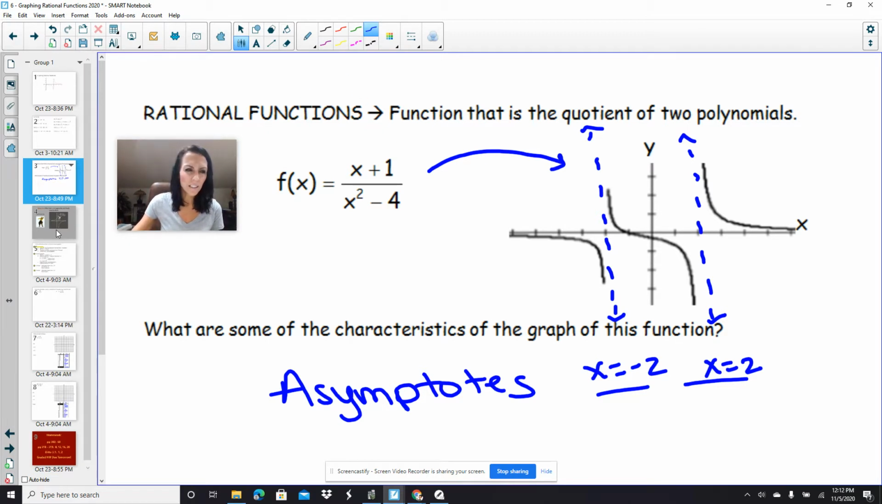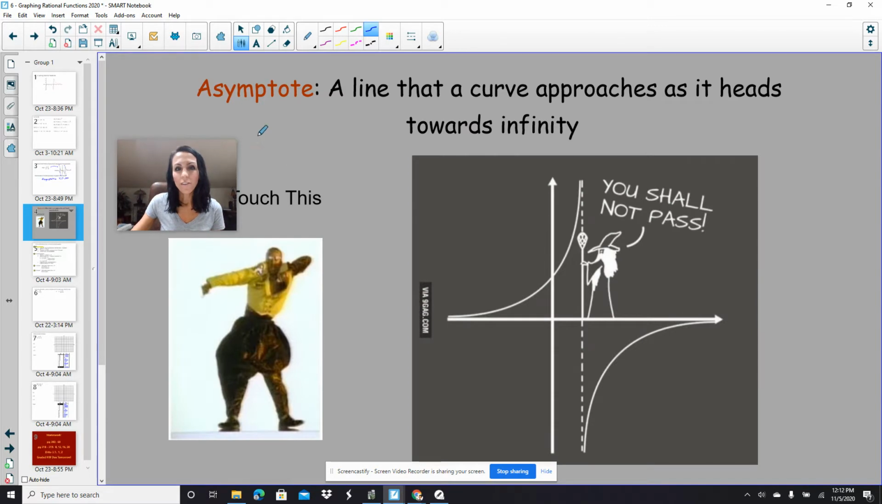Okay, let's just clearly define what an asymptote is before moving forward. So an asymptote here is a line that a curve approaches as it heads towards infinity. What I've illustrated here is a vertical asymptote, and so the guy's saying you shall not pass. Now that is true for vertical asymptotes. The function approaches, never touches.